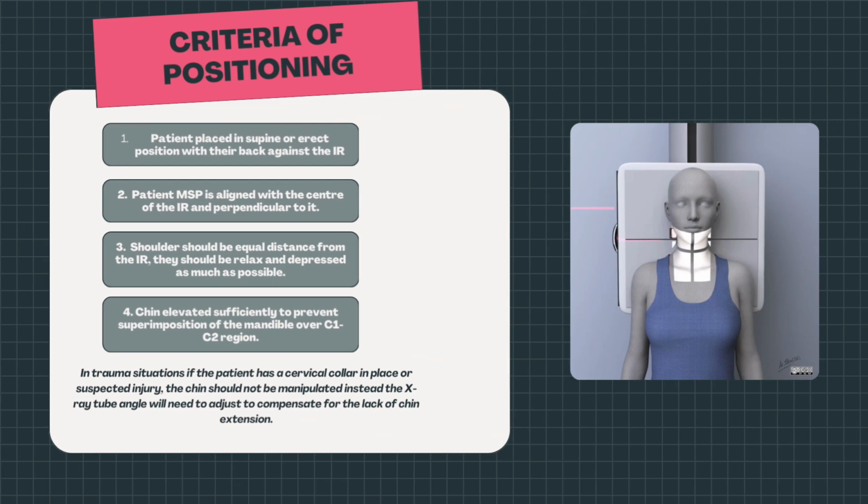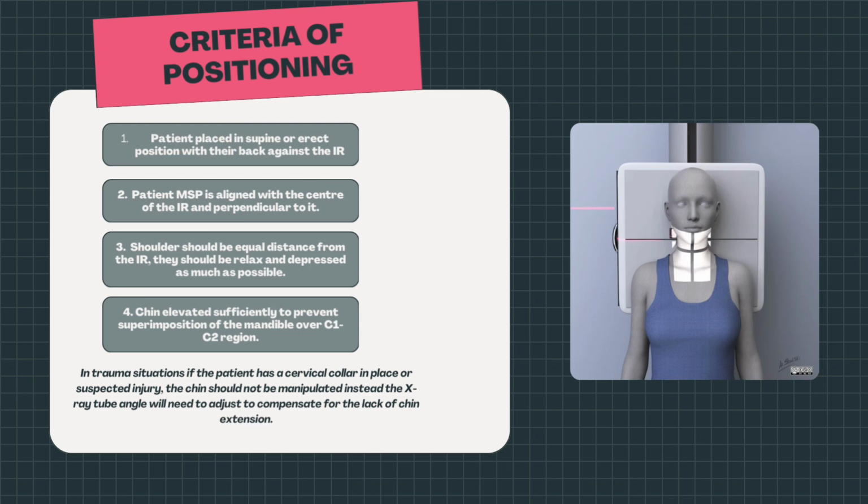For AP cervical, the patient is placed in a supine or erect position with their head against the IR. The patient's mid-sagittal plane is aligned with the center of the IR and perpendicular to it. Both shoulders should be an equal distance from the IR. They should be relaxed and depressed as much as possible. The chin is elevated sufficiently to prevent superimposition of the mandible over the C1, C2 region.